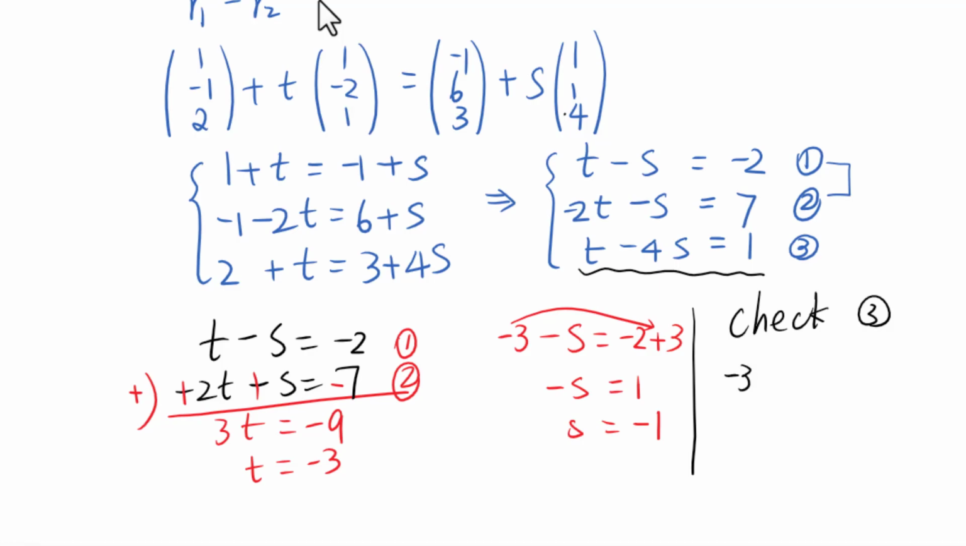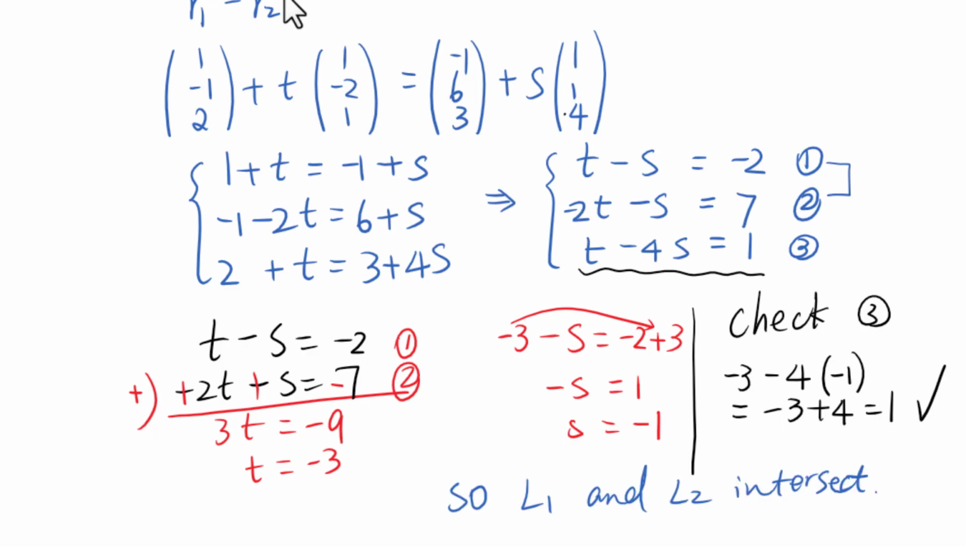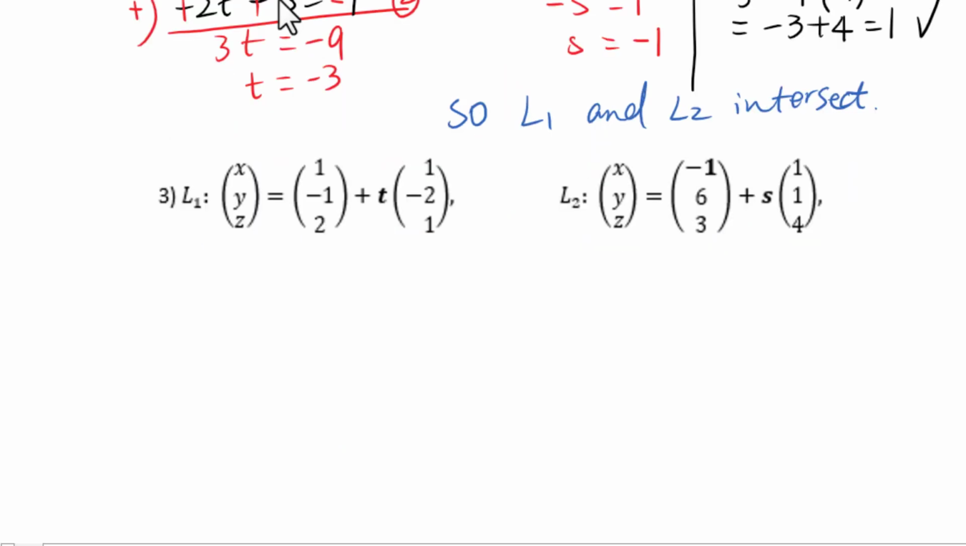t minus 4s is -3 minus 4 times -1, that equals -3 plus 4 equals 1. So L1 and L2 intersect. Since L1 and L2 intersect, we can figure out the coordinates of the intersection point P. Substitute t equals -3 into L1, or substitute s equals -1 into L2.